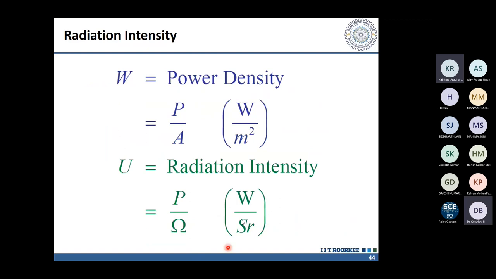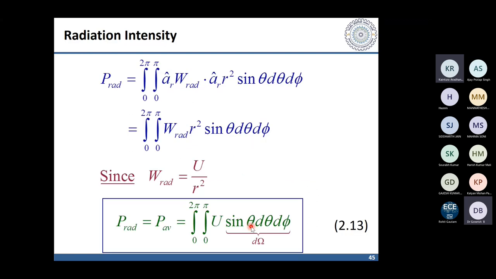So worth remembering, power density is denoted by W in this course, and that is nothing but power per unit area, which has units watt per meter square. Radiation intensity is denoted by U. It is power, once again, it is not field. It is power per unit solid angle, which is given by watt per steradian. Okay.